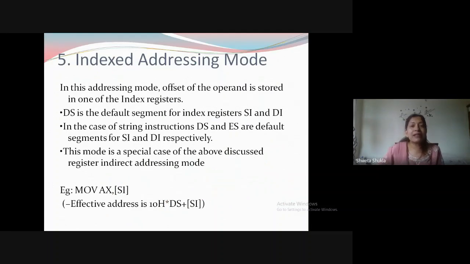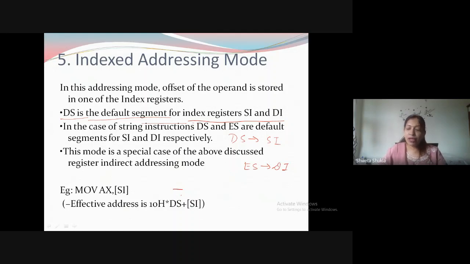Here comes index addressing mode. Indexed addressing mode clearly indicates that we are using an index register for the offset address. So if you are using index registers for the offset address, that means you are using SI and DI. The default segment register for SI is DS. Remember this: if you are using DS, it should be SI; if you are using ES, it should be DI. These are the default segment registers for SI and DI.